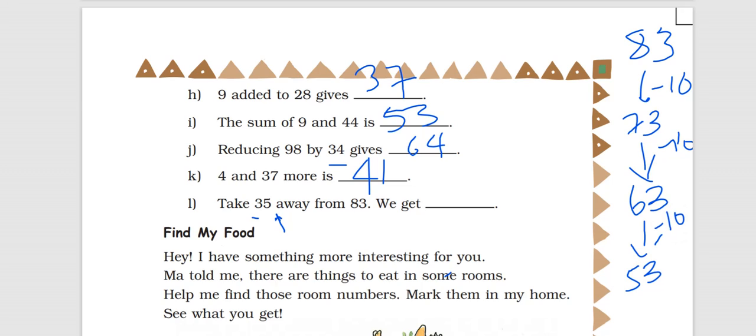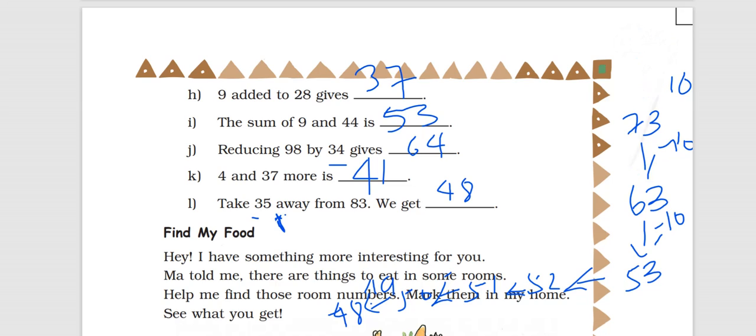Now we have to take 5 steps. This is 5 ones, so take 5 steps to your left. One is 52. Another one is 51. Another one is 50. Another one is 49. And another one is 48. So 35 away from 83 is 48. That is one way to do it: subtract, come down 3 steps and go 5 steps to your left.